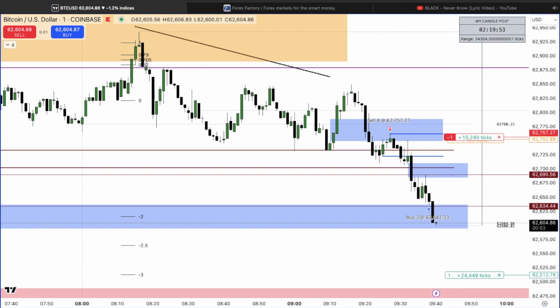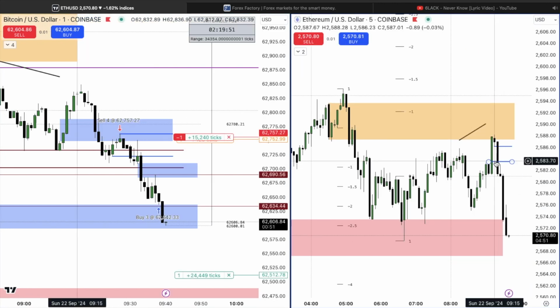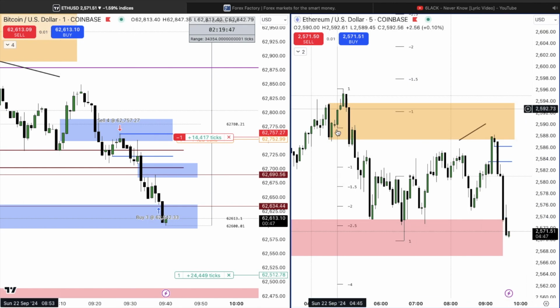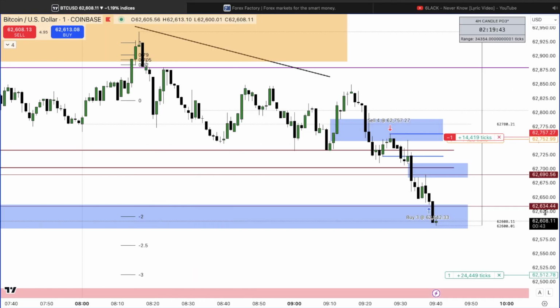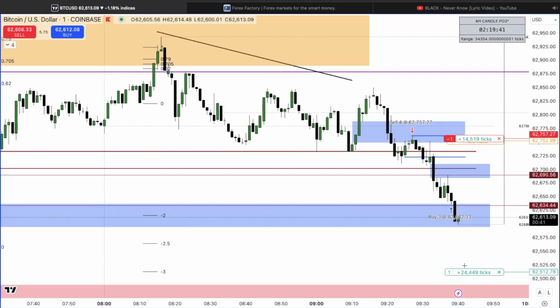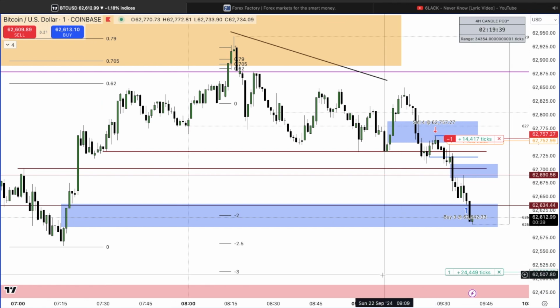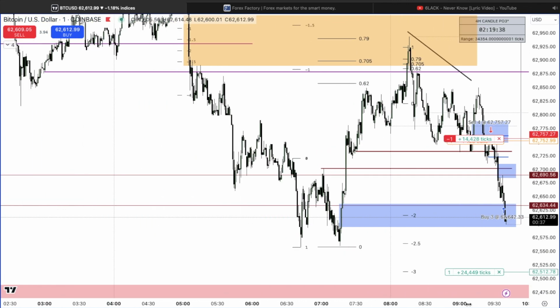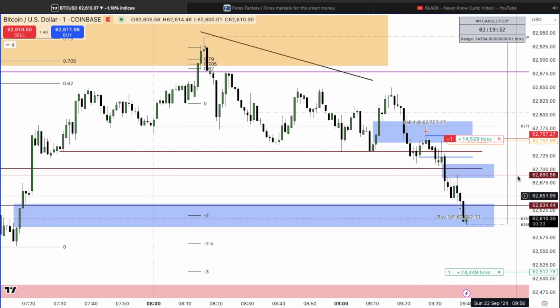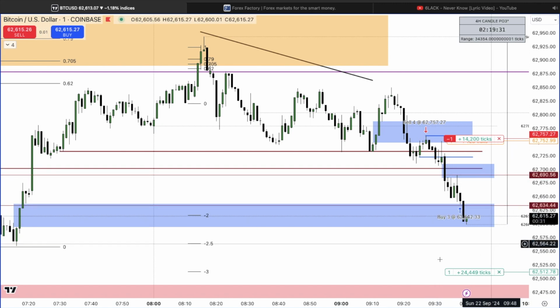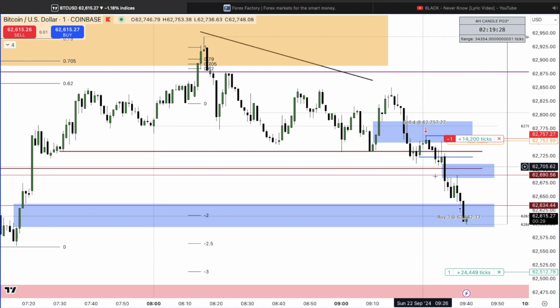So let's take a look at Ethereum. Yeah, Ethereum, that BPR held, and you can see the SMT at the highs off the 5 minute breaker there for Ethereum. Beautiful there. So yeah, let's see if we go ahead and continue to want to trade lower here. And then we got closure back below that old 15 minute fair value gap, these two red lines. So yeah, we should be good here.